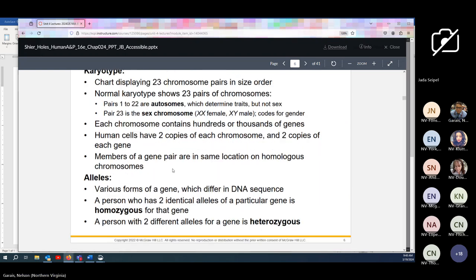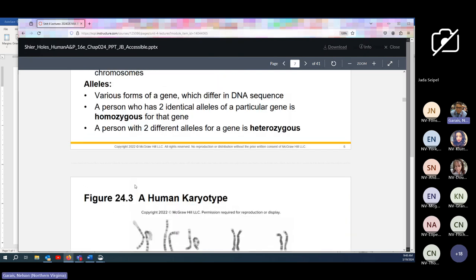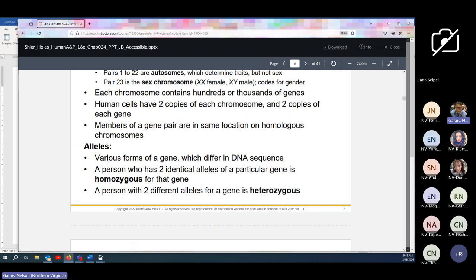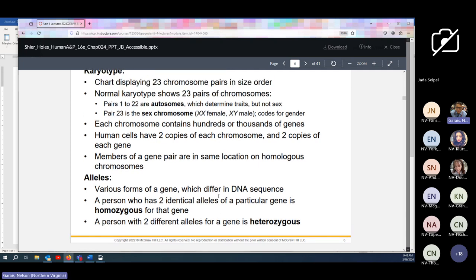Now, you have alleles. Everything's in pairs, right? So all the loci are in pairs, okay? So let's talk about what an allele is and the words homozygous and heterozygous. Of course, pair 23, we're over that. Here's an example.